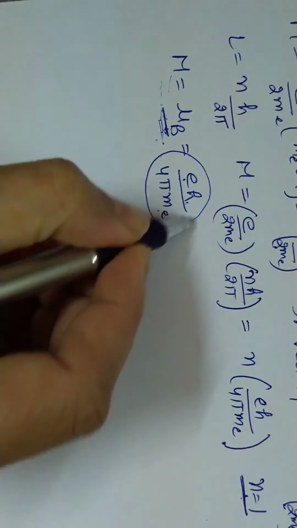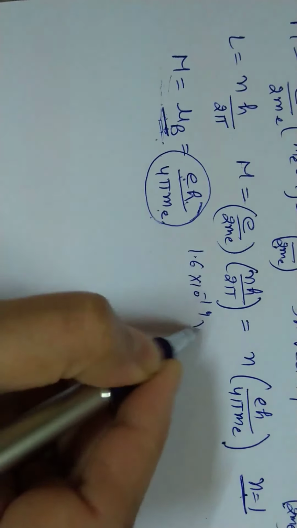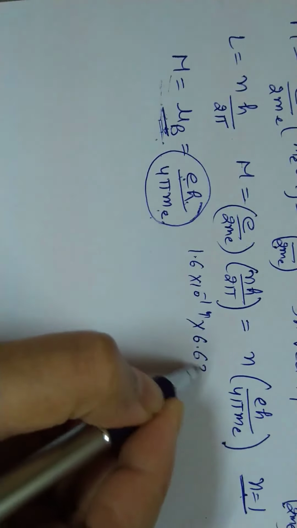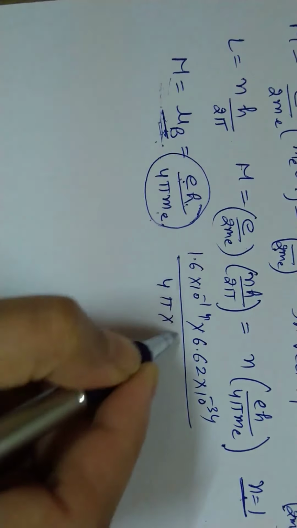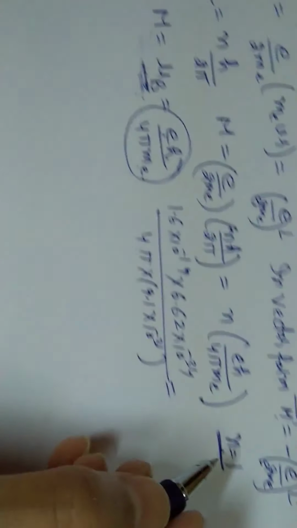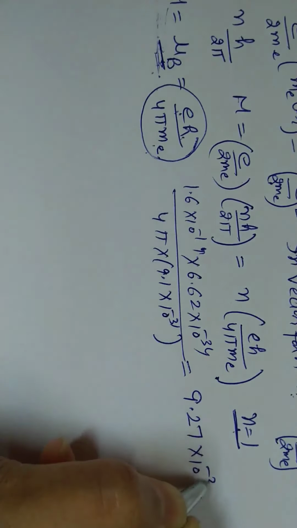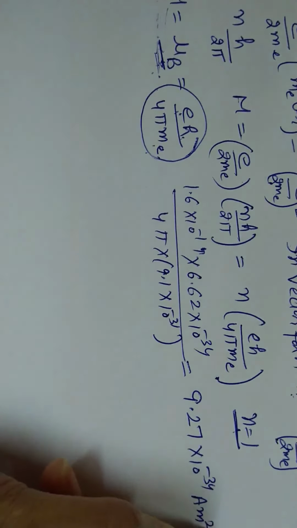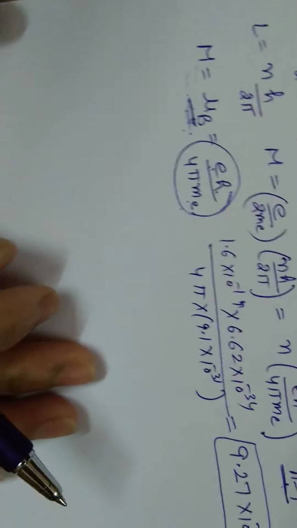And by using the values of the electron charge 1.6 into 10 to the power -19, Planck's constant 6.62 into 10 to the power -34, 4 pi, and mass 9.1 into 10 to the power -31, we have the value 9.27 into 10 to the power -24 ampere meter squared, and this is the value of the Bohr magneton.